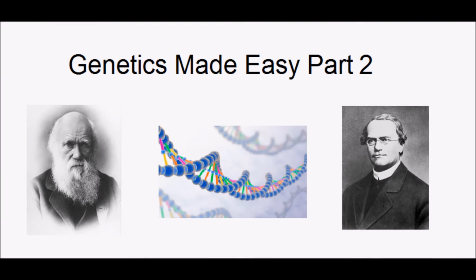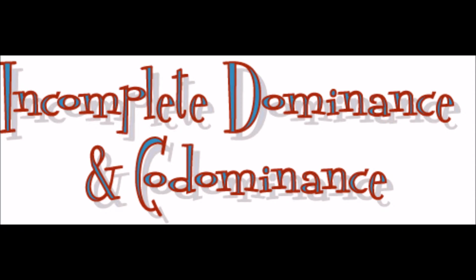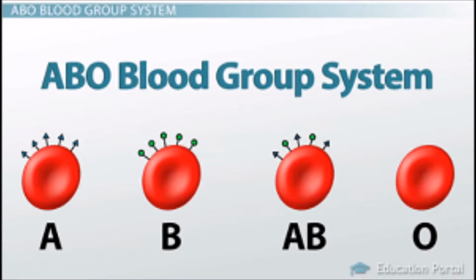In the previous video we covered how Mendel discovered the laws of inheritance by doing breeding experiments. In this video we will talk about situations where traits show different patterns of inheritance than what Mendel observed. In the early 1900s, scientists discovered the ABO blood group series.